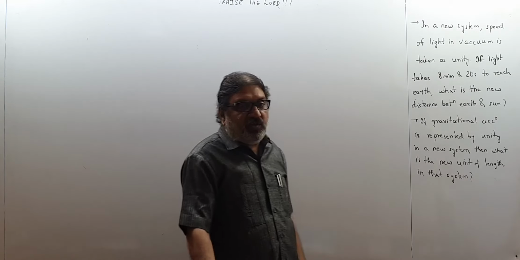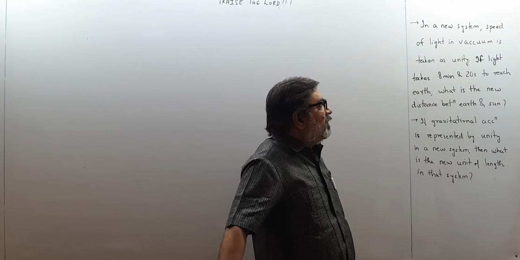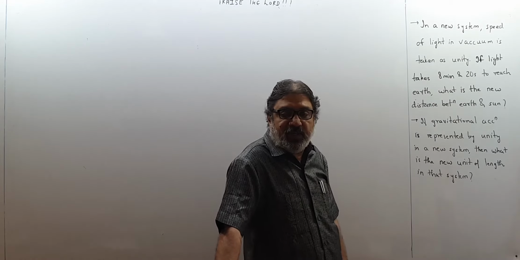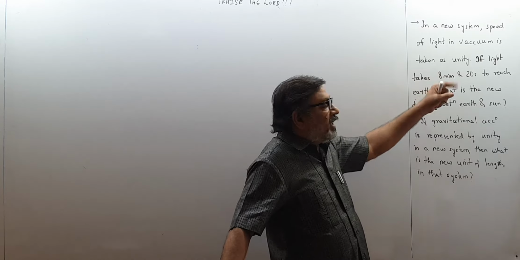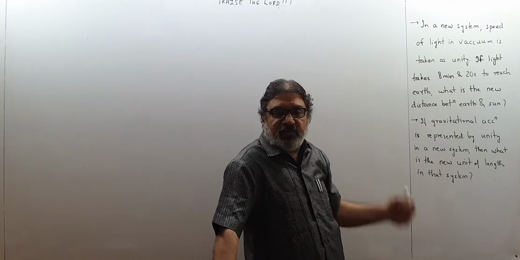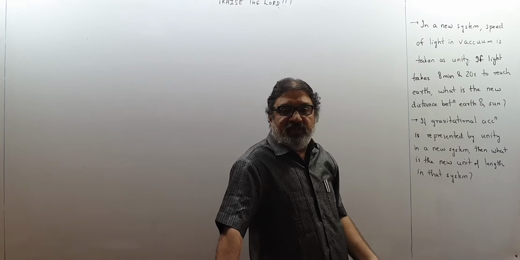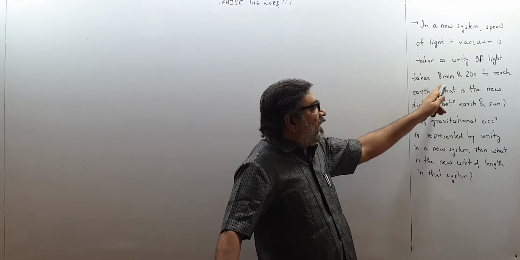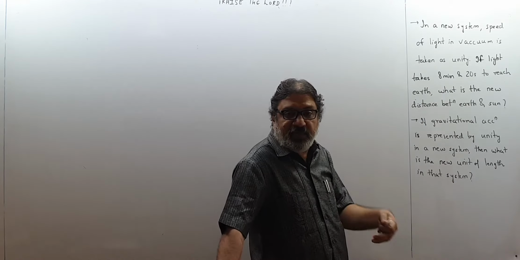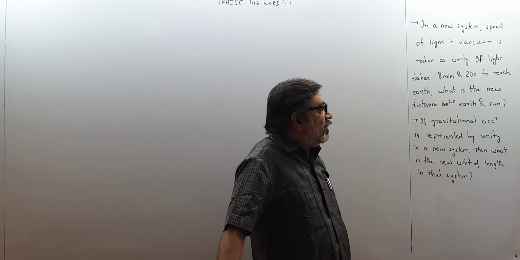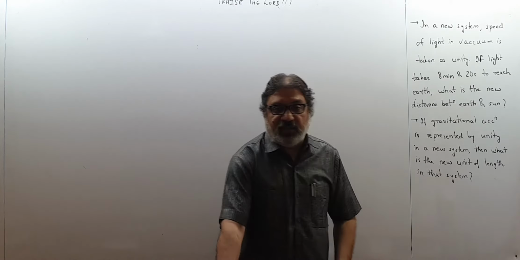For example, it is said to me that in a new system the speed of light in vacuum, which is 3 into 10 raised to 8 meter per second, is taken as unity. Now that speed is to be taken as 1 unit. Then if we already know that light takes 8 minutes and 20 seconds, approximately 500 seconds, to reach Earth, then what is the new distance between Earth and Sun?